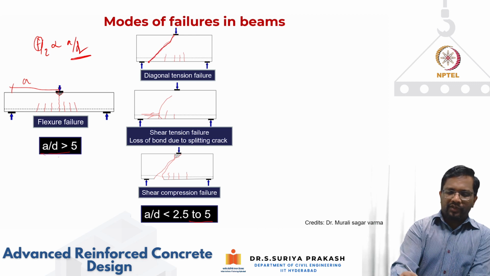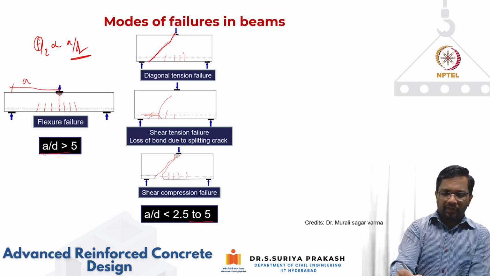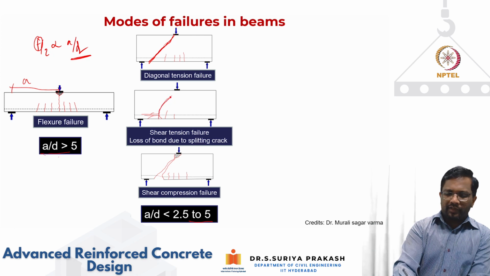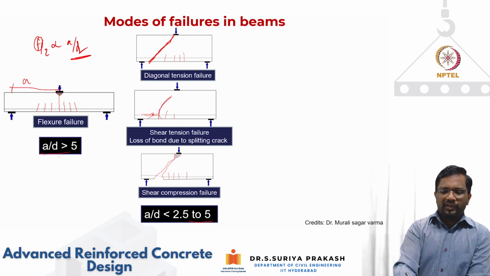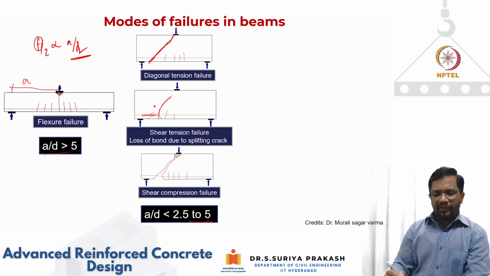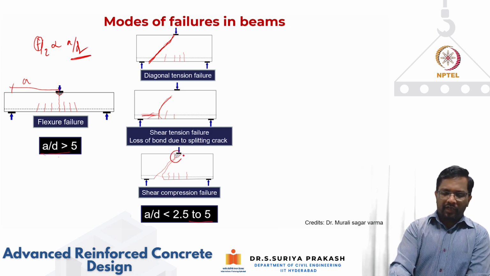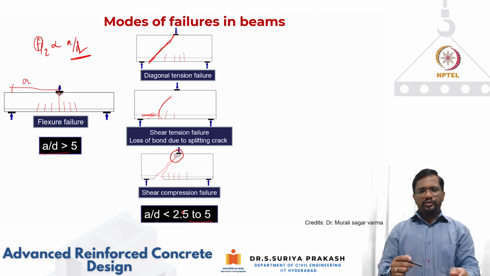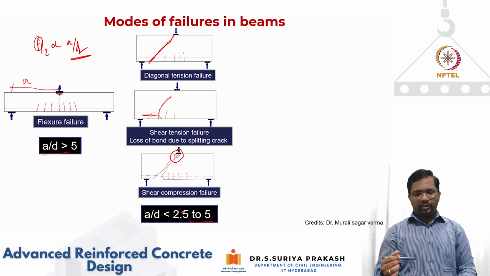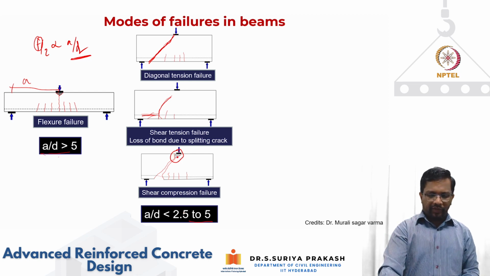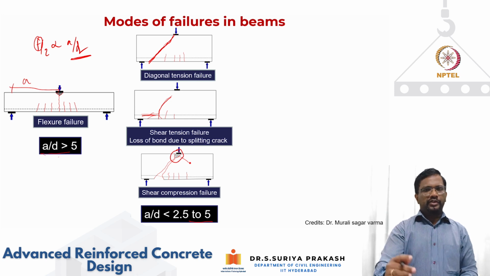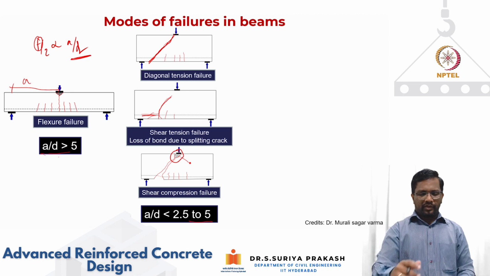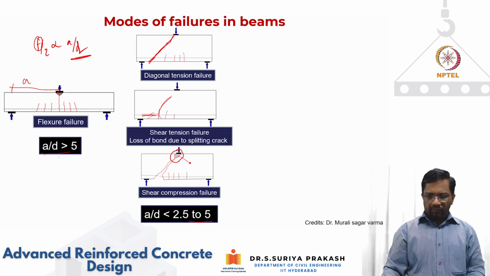Either you can have a diagonal tension failure, where your principal tensile stress exceeds the tensile strength of concrete, and you get this kind of nice diagonal crack. Or you can have a shear tension failure. You will have this kind of crack and then flexure, but the shear stress at the interface of the reinforcement can exceed the bond strength, and it can lead to this kind of splitting crack. Or you can have a diagonal compression failure, also called a shear compression failure. So when you test a beam at an A by d ratio between 2.5 and 5, all three modes of failure are possible. At this location, your principal compressive stress can exceed the compressive strength of concrete, leading to this kind of failure.